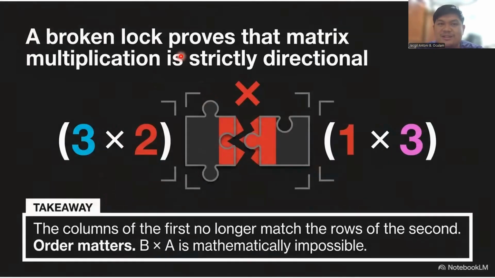So let's try to imagine a lock. They cannot be multiplied because it's a broken lock. You cannot fit in the two jigsaws. So therefore, it's very important to know if they are compatible first before multiplying the matrices.